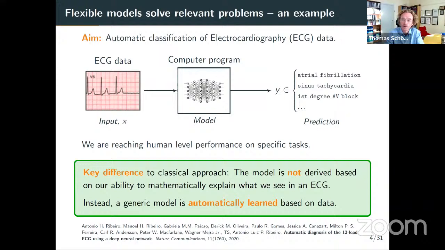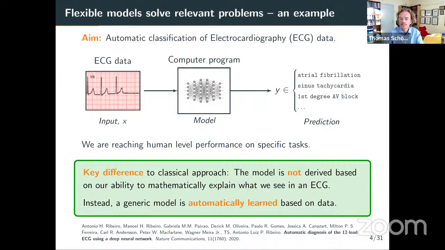The key difference, as most of you know, is that the model is now not derived by people like me trying to mathematically come up with, in a clever way, a model based on what I think we see in the ECG. Instead, a generic model is automatically learned based on data. And the key innovation here is actually, as usual, to use a lot of data on a very specific task. We now have similar results for 66 of the most common problems.